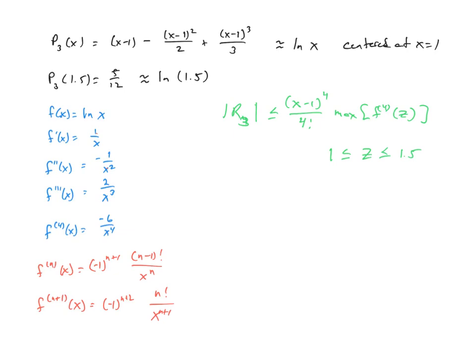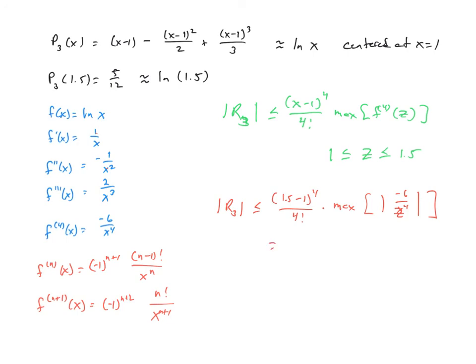So in this case, I know we already have that the absolute value of R3 is going to be less than or equal to x minus 1 to the fourth over 4 factorial times the maximum of my fourth derivative of f evaluated at some number z between 1 and 1.5. So for this problem, since x was 1.5, it's going to be 1.5 minus 1 to the fourth over 4 factorial times the maximum of the absolute value of negative 6 over z to the fourth, sorry, on that problem.